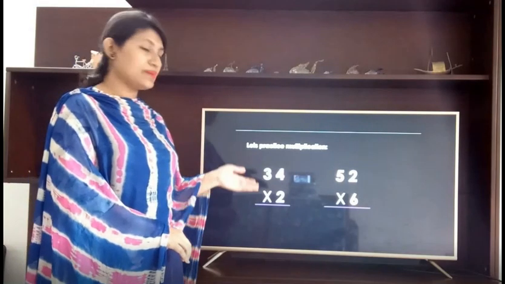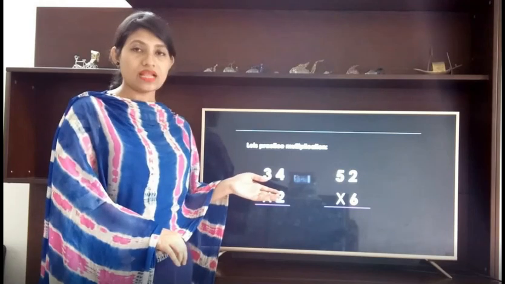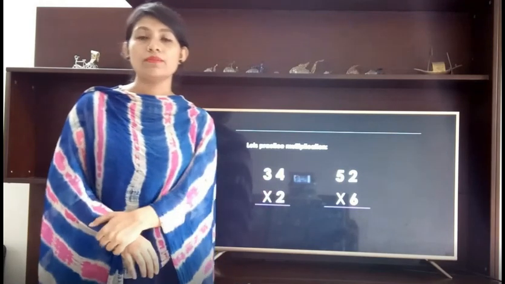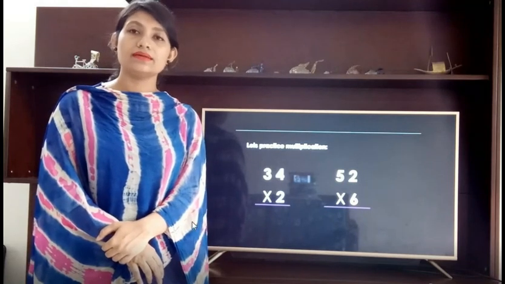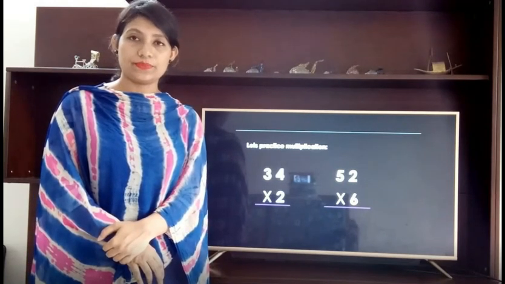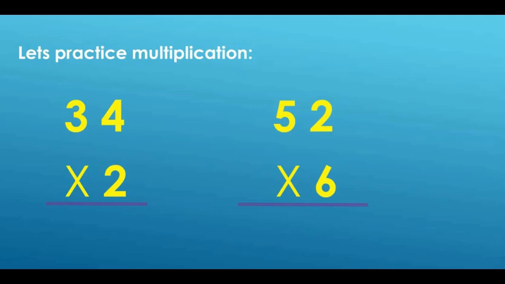Let's practice some multiplication. Multiplication will be much easier for you if you memorize the basic multiplication tables. Okay students, now let's try to do some multiplication.